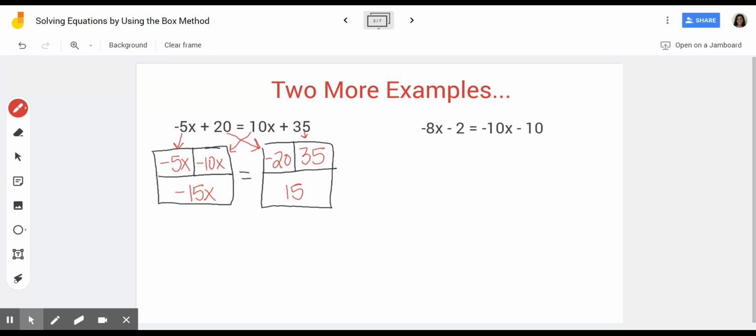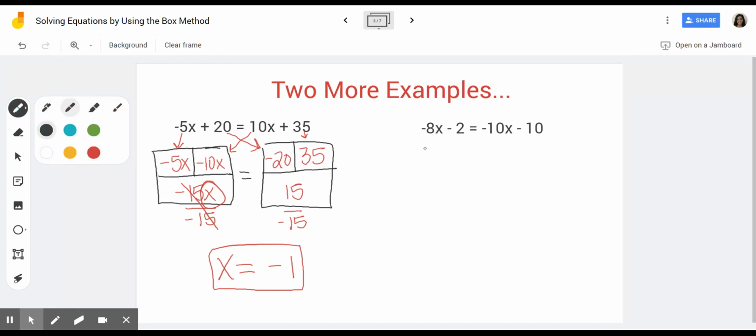Step 4 is to divide by the coefficient. The coefficient here is negative 15. In order to get x by itself, I need to divide by that negative 15 on both sides. Negative 15 divided by negative 15 is just 1. So on this side, I'm left with x equals, and then positive 15 divided by negative 15 is negative 1. X equals negative 1 is my solution to that one.